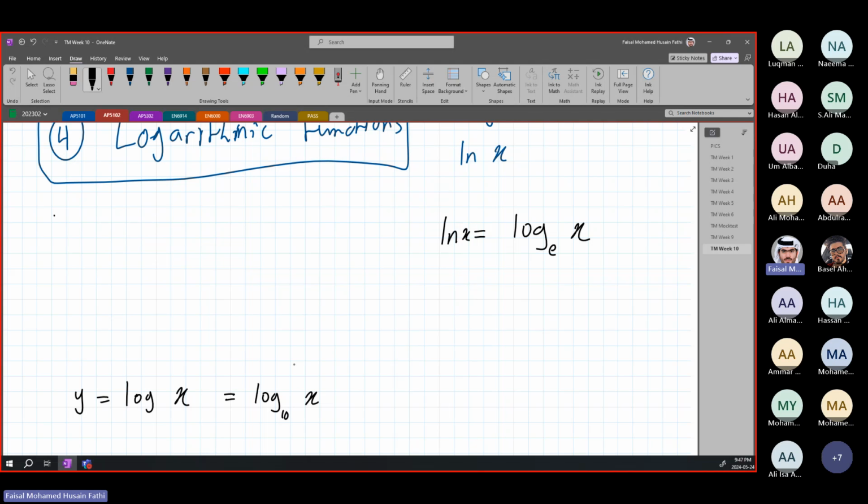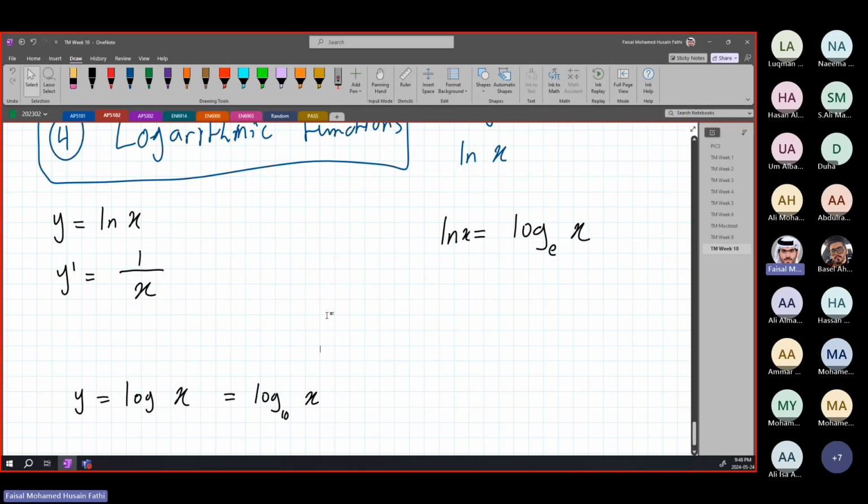So let's say we have a function y equals ln of x. Y prime is going to be equal to 1 over x. This is the rule when it comes to ln. It is going to be 1 over x. If you have ln, it's very simple, very easy, piece of cake. It is 1 over x.